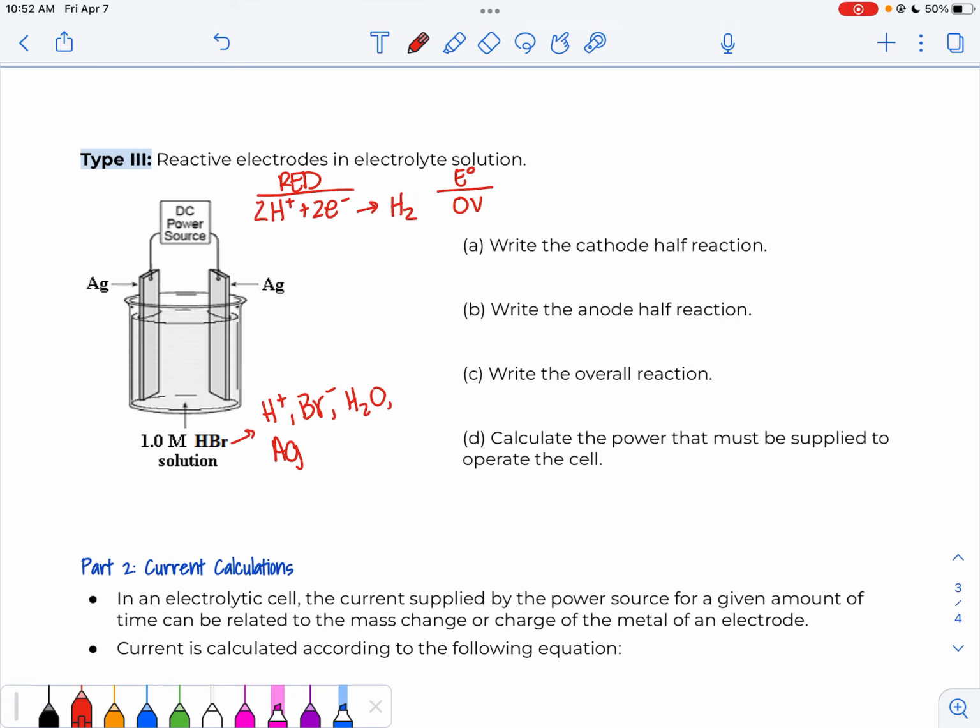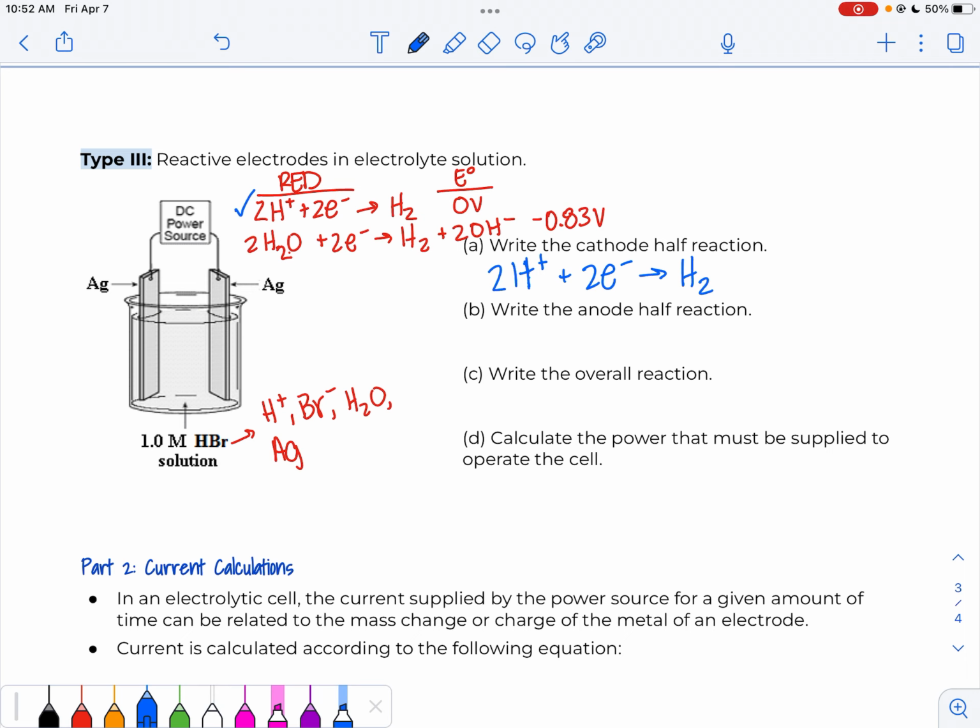Okay, so the other thing that could be getting reduced is water. So just like before, we're going to write out our reduction of water equation to OH minus. And we know that our E naught value for this is negative 0.83 volts from the previous problem. So if we take a look at those two things, what's the bigger number? Well, obviously it's going to be zero. That's the more positive number, which means that reduction must be happening for hydrogen ions at the cathode. So I'm going to write this as our cathode half reaction.